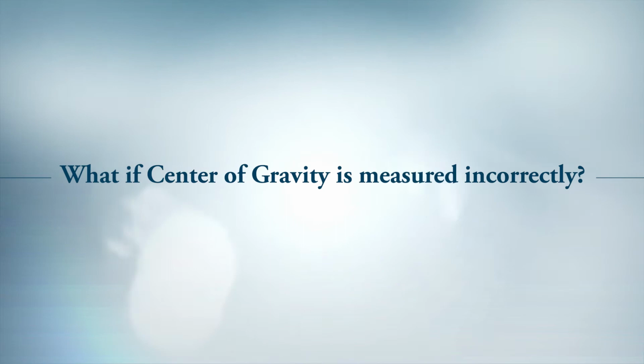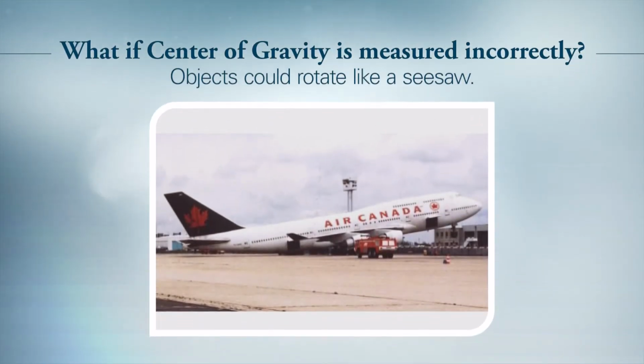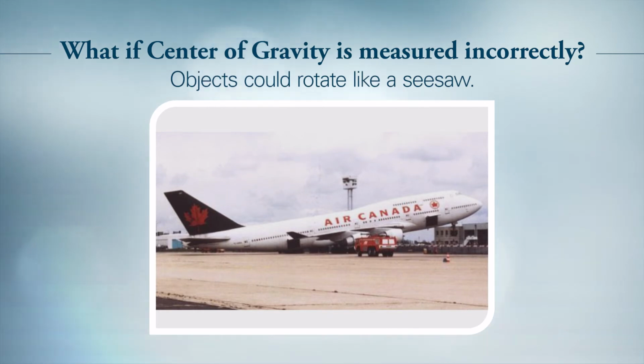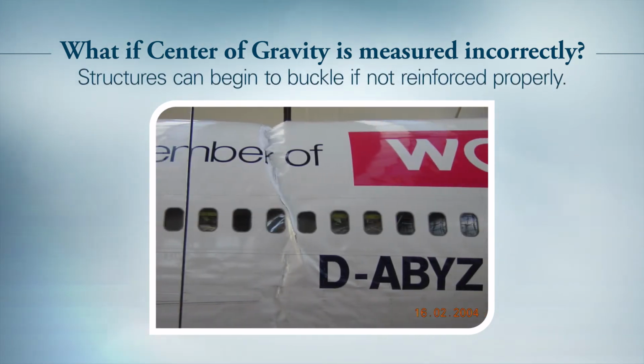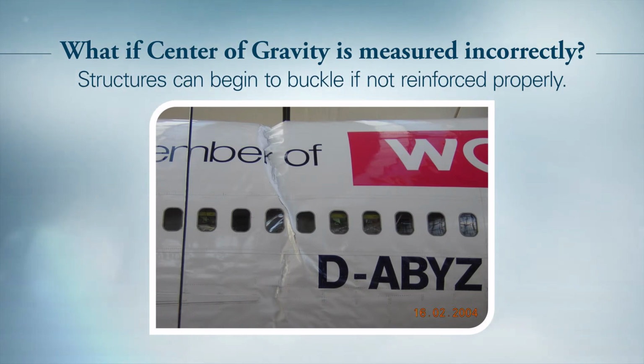Now, you may be wondering what could happen if center of gravity is measured incorrectly. Well, objects could unexpectedly rotate like a seesaw, just like this 747 airplane, or structures can begin to buckle if not reinforced properly according to center of gravity calculations, as shown along this 747's fuselage.